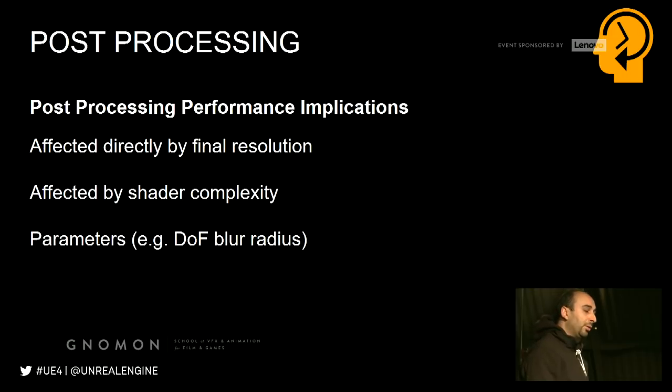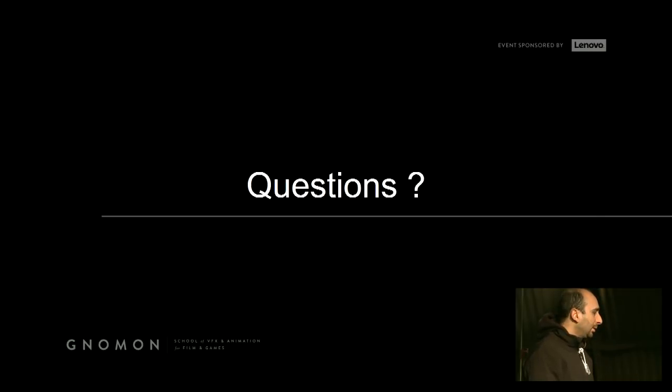Okay, so a few performance implications about post-process. First thing, because it happens on the final buffer, it's heavily dependent on the resolution. The more resolution we have, the heavier the post-process will be. And the other thing, which is obvious, is that the cost of the post-process is going to be dependent on the shader complexity. So if we create a very complex post-process shader and assign it, that might affect our performance on the GPU. And some post-process parameters might also make a difference in the performance. So if we have a very huge radius for the depth of field, that will be a little bit more expensive. Okay, so I think we can have some questions.